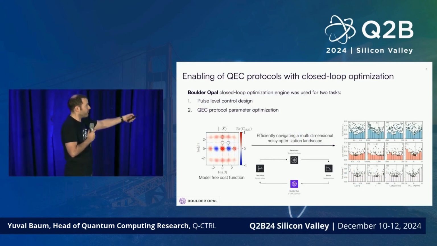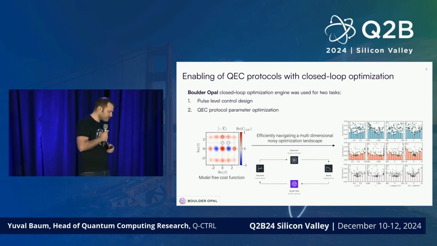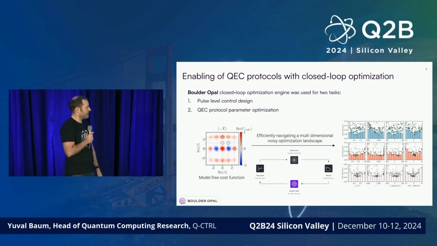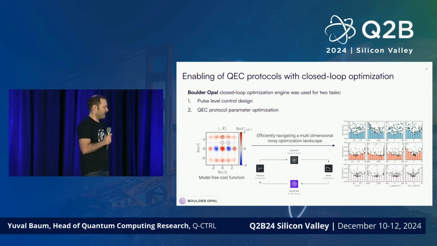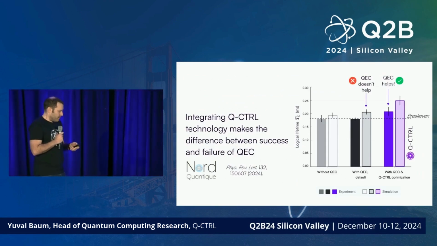First of all, to do a pulse level design of the hard operations of these conditional displacements, but then they also optimize the parameters of the QEC. And the idea there is that this is your cost function. You have some set of parameters of your QEC, you run the procedure, and you sample the phase space in several places, and then you just run it in a loop, trying to optimize this noisy and glassy optimization in order to get the best set of parameters. And this is pretty much what they saw.